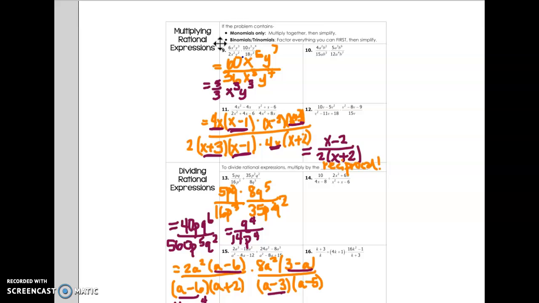Number 11. We are no longer working with just monomials. Monomial, remember, means one term. So now I have a binomial, and then a trinomial, and a trinomial, and a binomial. So if I'm doing that, I have to be really careful here. First, we want to factor everything, and then we'll simplify from there. So I factor in the numerator of the first one by taking out a GCF. Then I'm going to factor the numerator of the second one. I'm looking for factors of -6 that add to give me 1. So I got -2 and 3.